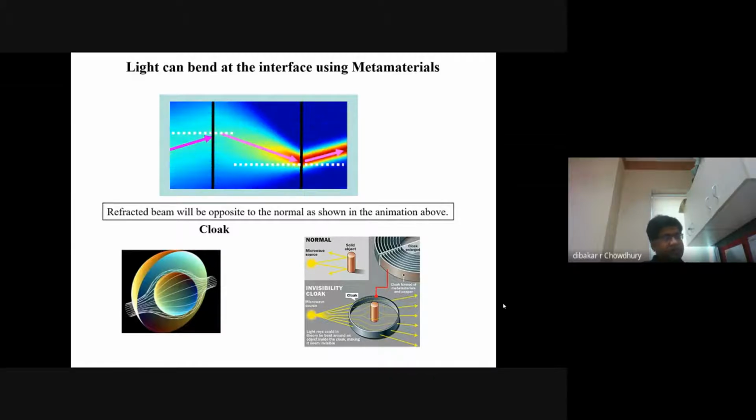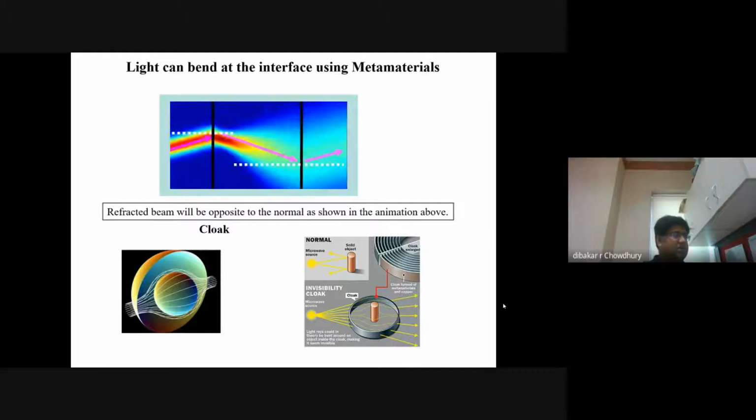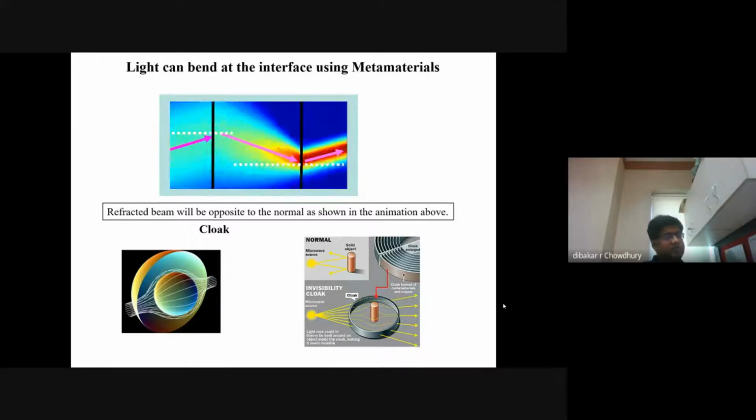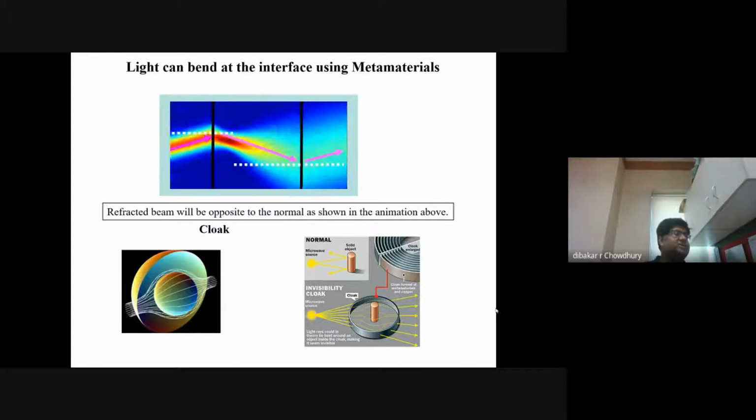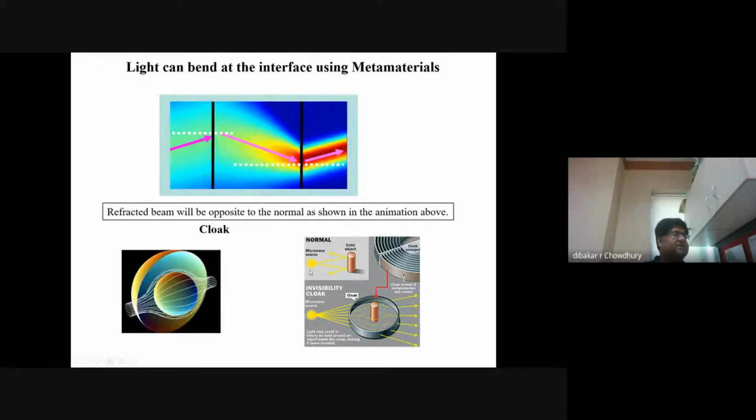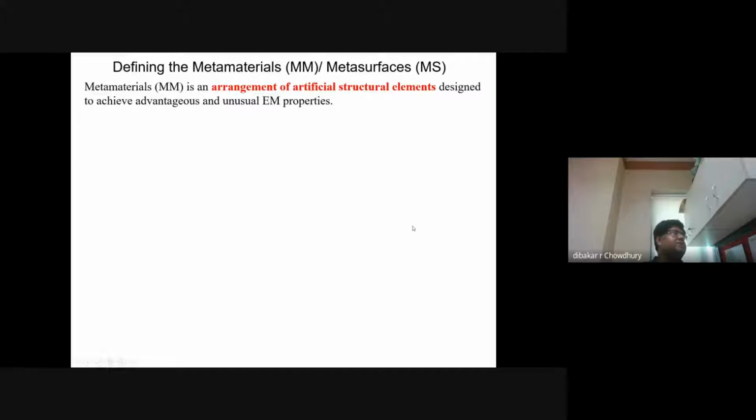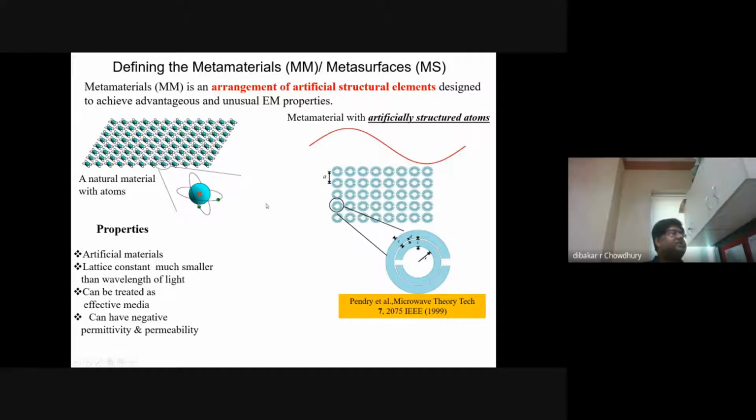So this concept is used, for example, in the Air Force, where you want to make stealth technology, where you want to hide your aeroplane or fighter planes from enemies' radars, enemies' eyes. So these kinds of things are possible using metasurfaces or metamaterials. Metamaterials is basically the 3D concept, and when you bring it down to 2 dimensions, that is called metasurfaces. Now let's see scientifically or technically what metamaterials or metasurfaces are.